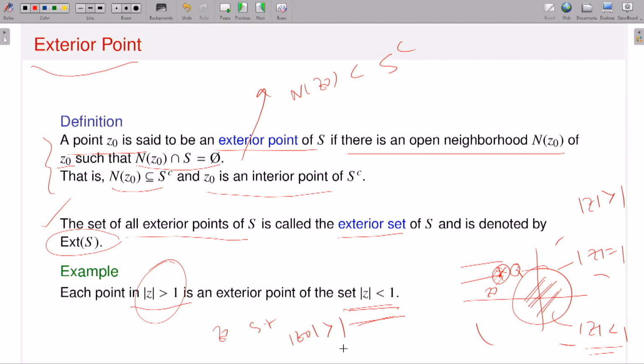Now if mod of Z0 is greater than 1, that means it should lie here, because this is the set where mod of Z is exactly equal to 1. Now mod of Z0 strictly greater than 1 means it should lie here. That means there is a positive distance from the set mod Z equal to 1, and then you can always have a small open ball around that point with finite radius fully contained in the set mod Z is greater than 1, which is the complement of the set mod Z is less than 1. So therefore the point Z0 whose mod is greater than 1 is an exterior point of the set mod Z is less than 1.